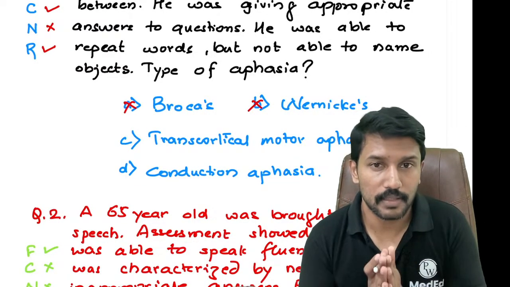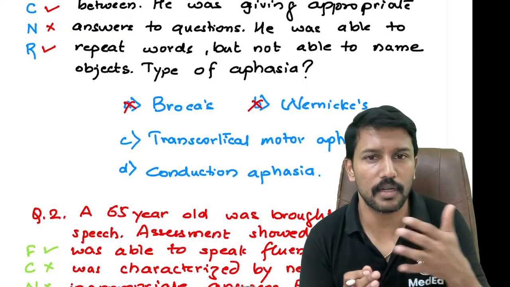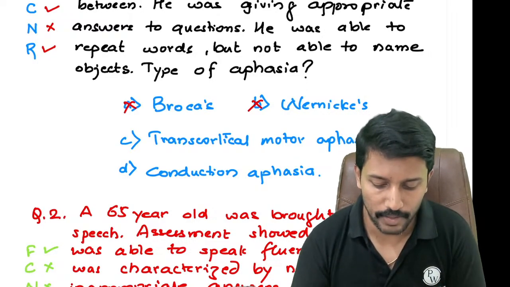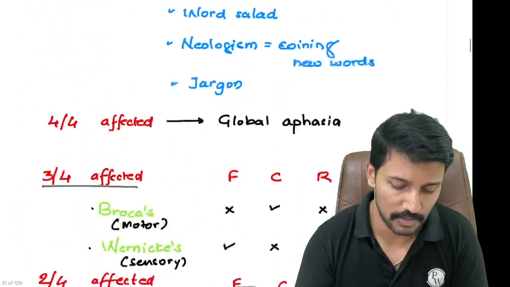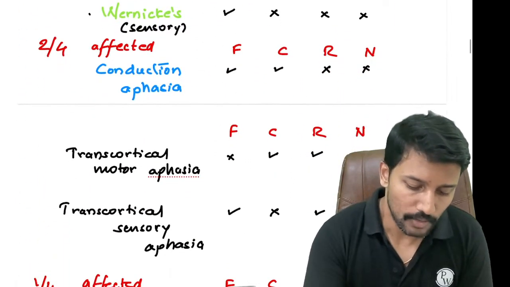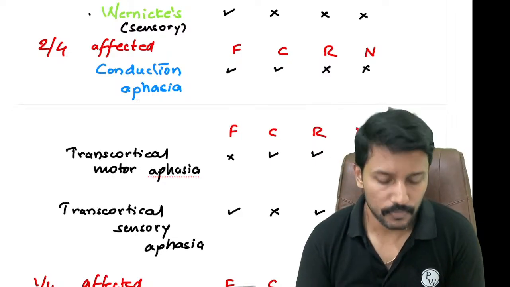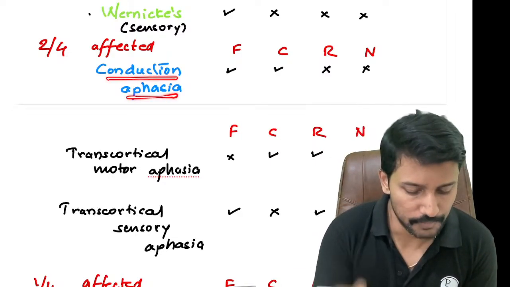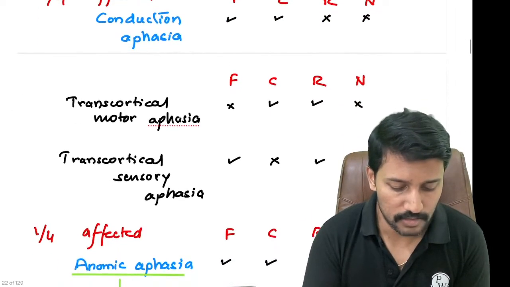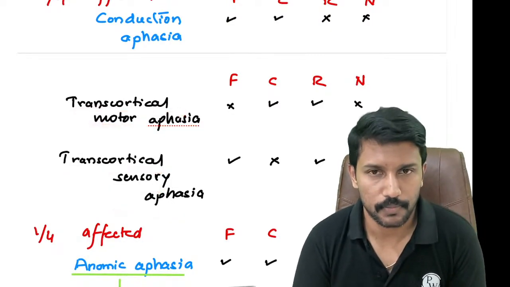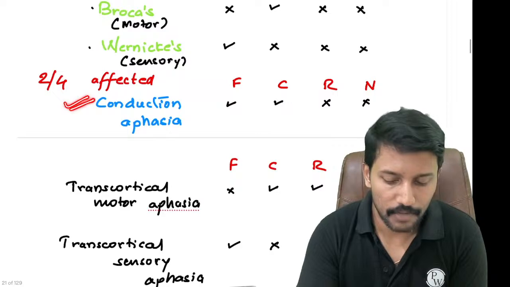Now what am I left with? Among the options, we have transcortical motor aphasia and conduction aphasia, right? So we will look at the further types of aphasias where among the available 4 domains, only 2 are affected. One of them is conduction aphasia. Then the other 2 are called transcortical motor and transcortical sensory aphasias. Okay. Now what is this conduction aphasia?